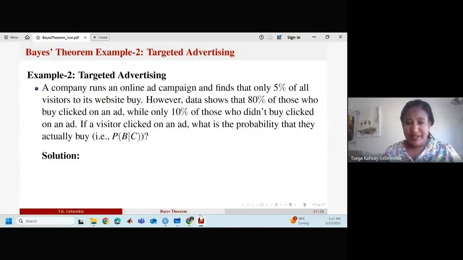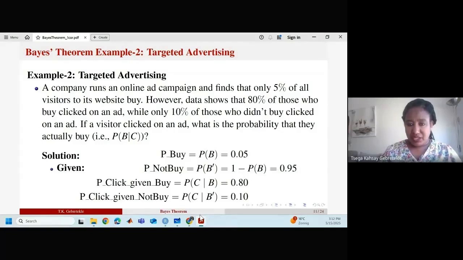Example 2 is about advertising. A company runs an online ad campaign and finds that only 5% of all visitors to its website buy. However, data shows that 80% of those who buy clicked on an ad, while only 10% of those who didn't buy clicked on an ad. If a visitor clicked on an ad, what is the probability that they actually buy? And these are the given ones.